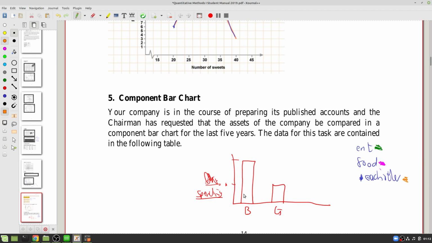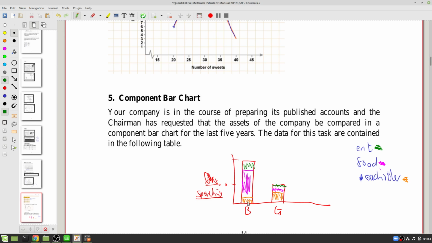We can see maybe boys spend very little on each other, and so that'll be that component, but they spend maybe a lot on food, and some on entertainment. So that'll be the components. And for girls, we can do the same thing. How much do they spend on each other? Let's say that much. And then on food, about that much, and on entertainment, that much. So this will be a component bar chart.